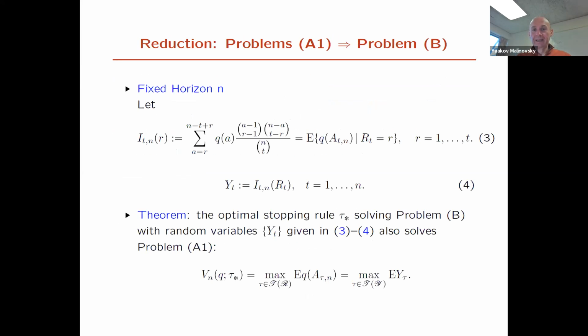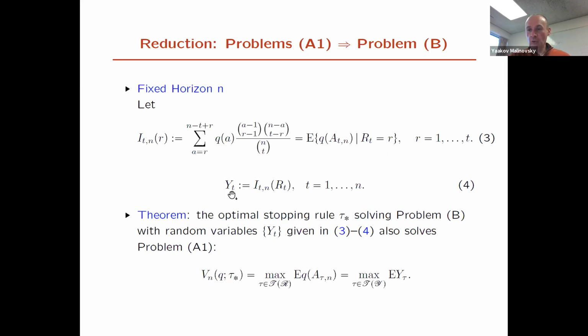Now, what we show is that our two problems, A1 and A2, can be reduced to the auxiliary stopping problem, which is solved by Derman, Lieberman, and Ross. So how do we show it? Let's do it for the first one, problem A1, for fixed horizon. In this case, we define I(t, R) as the expected reward, given that the relative rank at time t equals R.